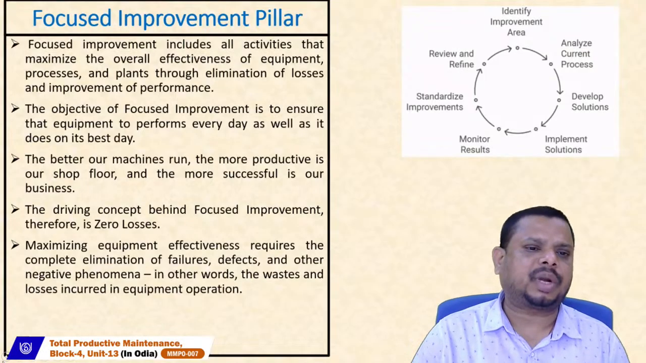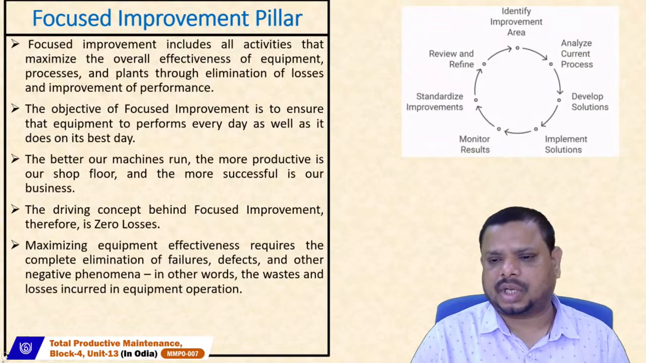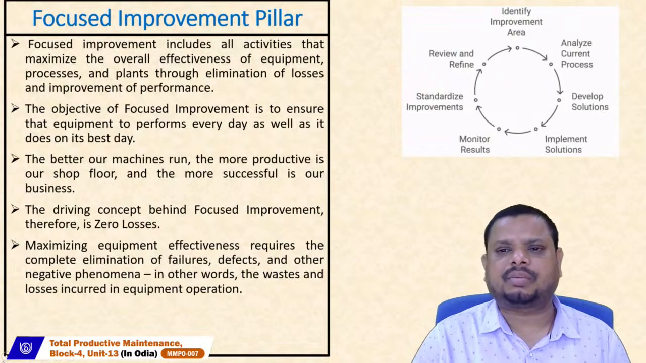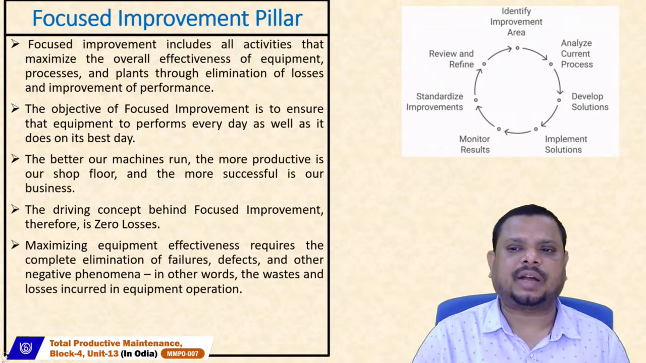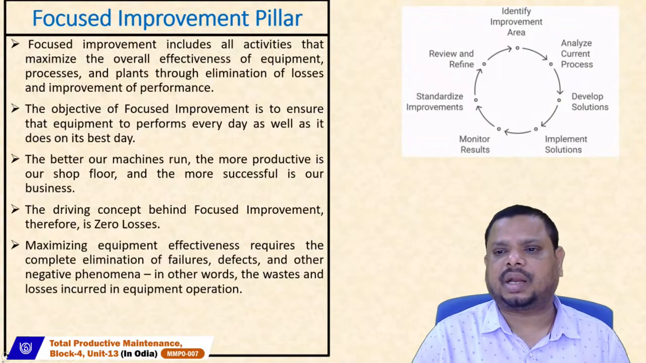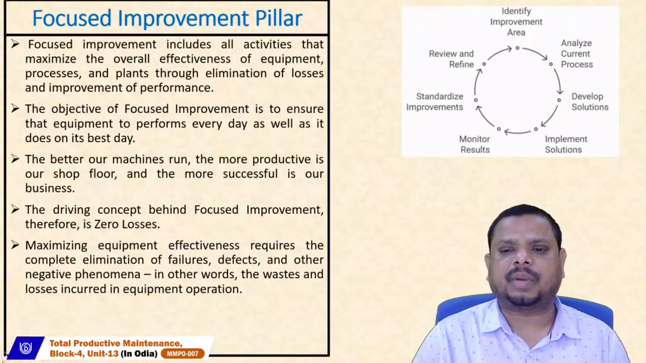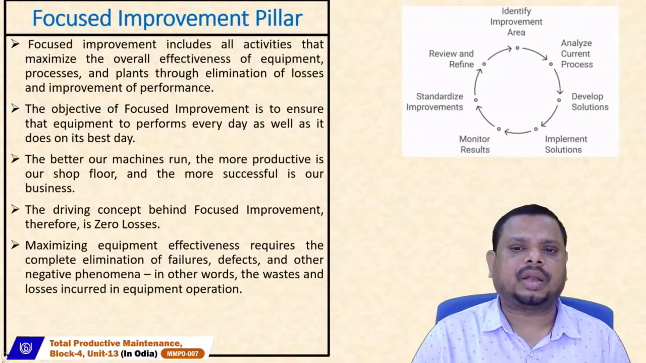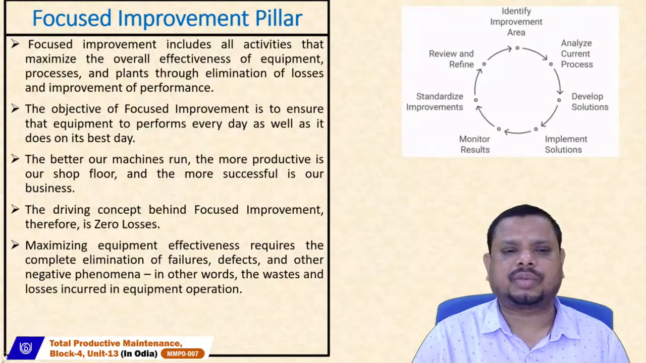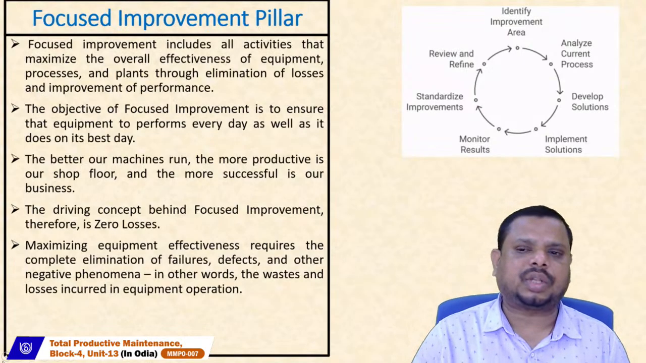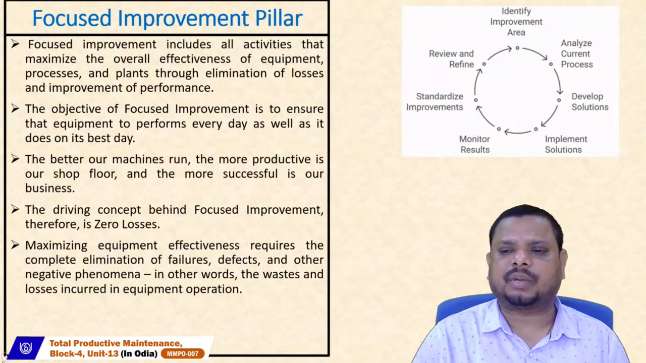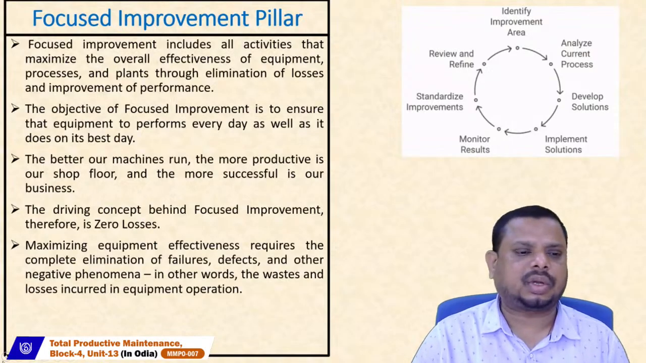So how do they improve the performance? If you observe this flow diagram, first they have to identify the improvement area. Second, they analyze the current process, develop the solution, implement the solution, monitor the results, standardize the improvement, review and refine. In this way, a continuous focus should be established on that particular equipment, on that particular machine, so that the improvement or performance of that machine would automatically be maximized.